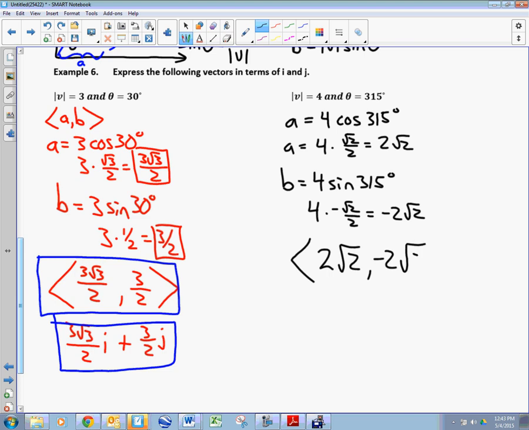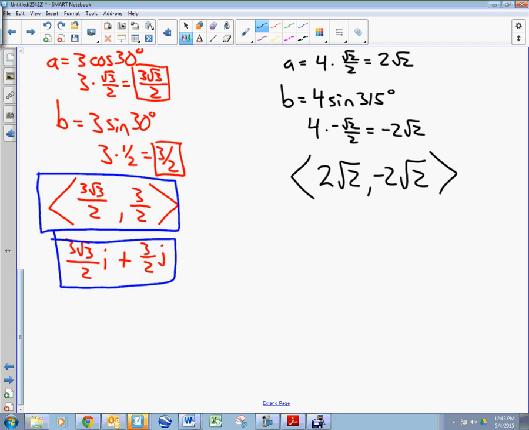So that would be the component form. They ask for it in terms of i and j. 2 roots of 2 i plus negative 2 roots of 2 j.